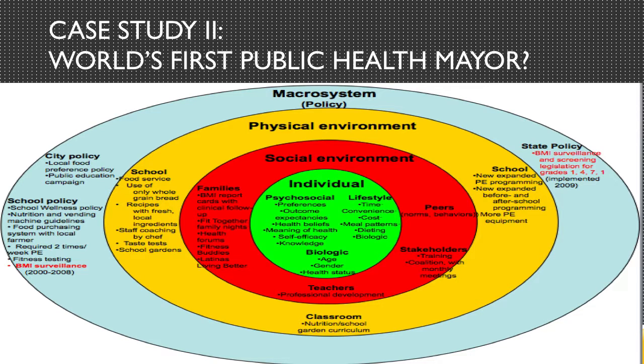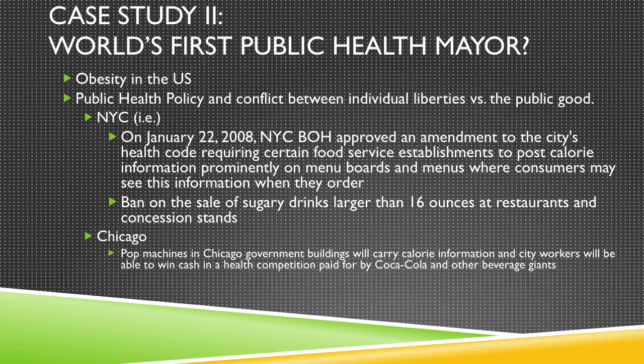Now let's shift gears to the world's first public health mayor case study. I added this ecological model that we've seen before for my school-based obesity prevention work as a reminder of how policy fits into the public health infrastructure and system. You can see it at the top there, and you can see some of the interventions that we did in Cambridge. And because the relentless obesity epidemic is the backdrop of this case study, I've included this model.